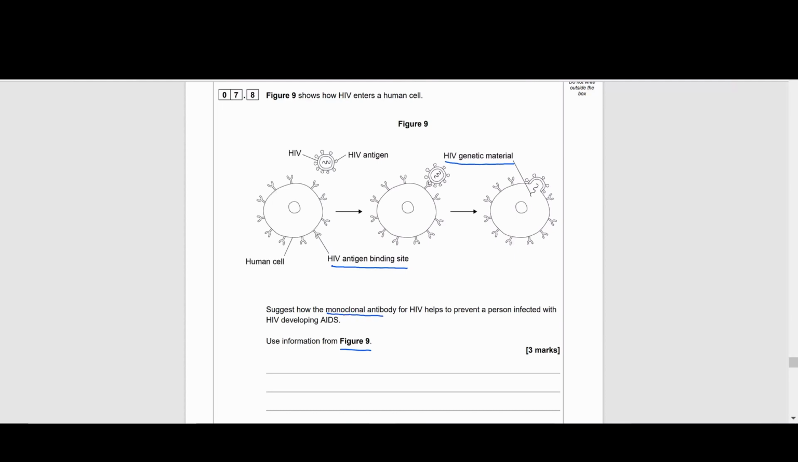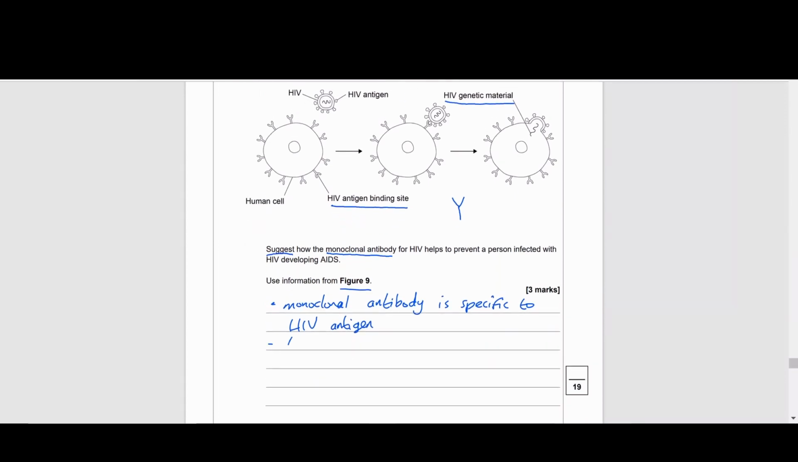So our monoclonal antibody should have a sort of shape such as this. So maybe what will happen, because remember that this is a suggest question, so we need to think logically what is the best thing that is going to happen here. The monoclonal antibody is probably specific to this HIV antigen. What does that mean if it is specific? It means then that it will bind.